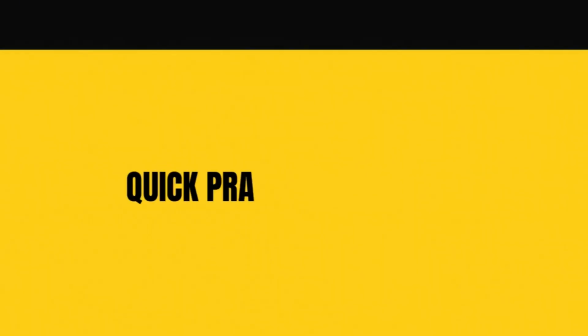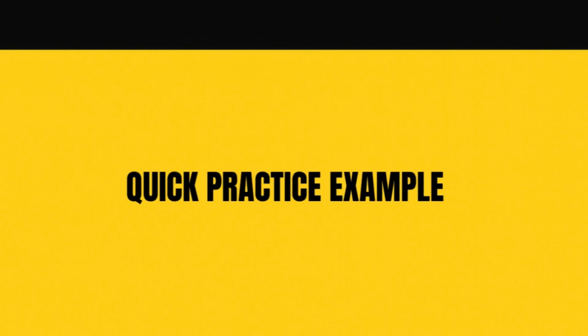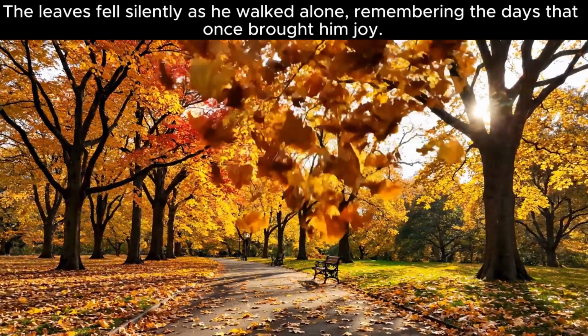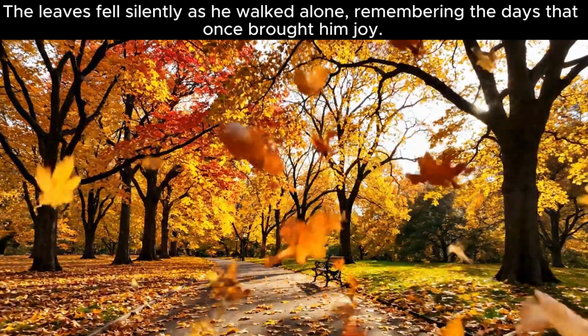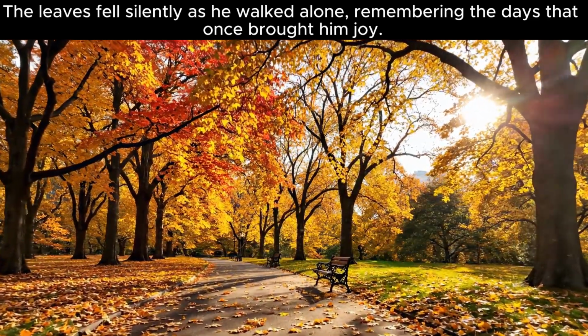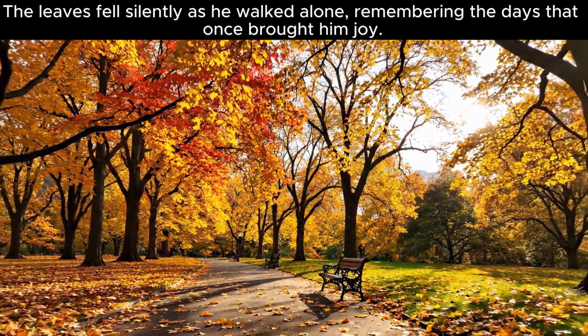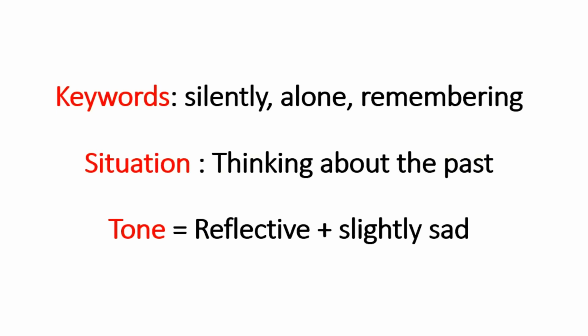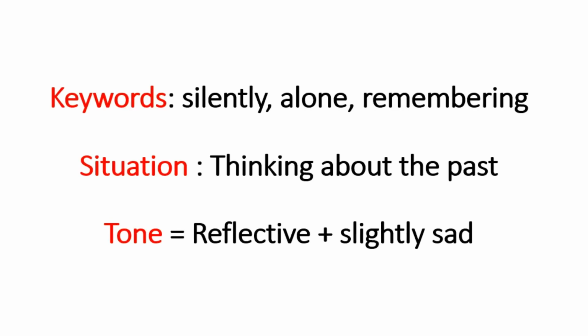Now here is a quick practice example. Let's try one. The leaves fell silently as he walked alone, remembering the days that once brought him joy. Ask yourself. Keywords are silently, alone, remembering. And what's the situation? Thinking about the past. So, how do we identify the tone? It's reflective plus slightly sad.